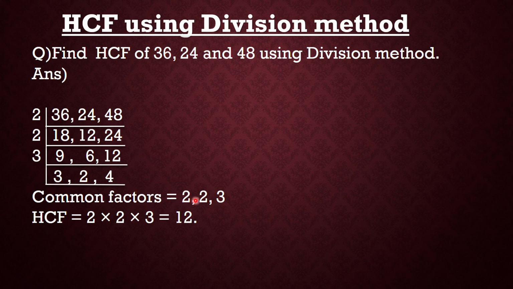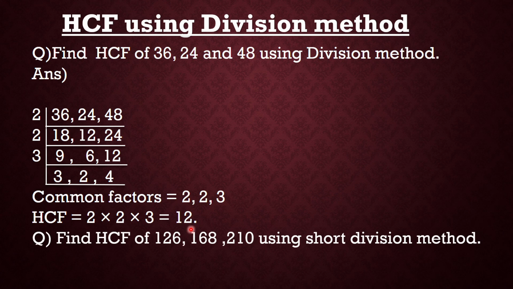So we list them here and just multiply them. 2 into 2 into 3 is nothing but 12. So the HCF of 36, 24 and 48 will be 12.